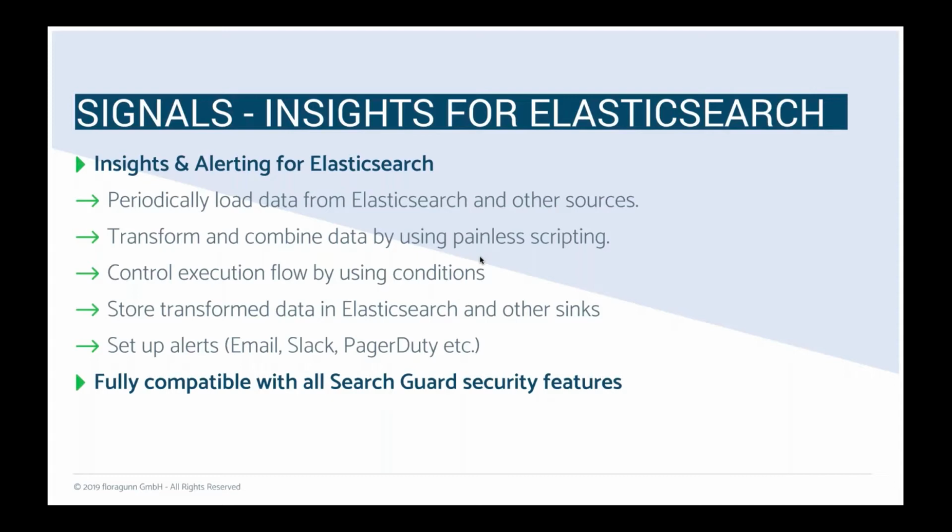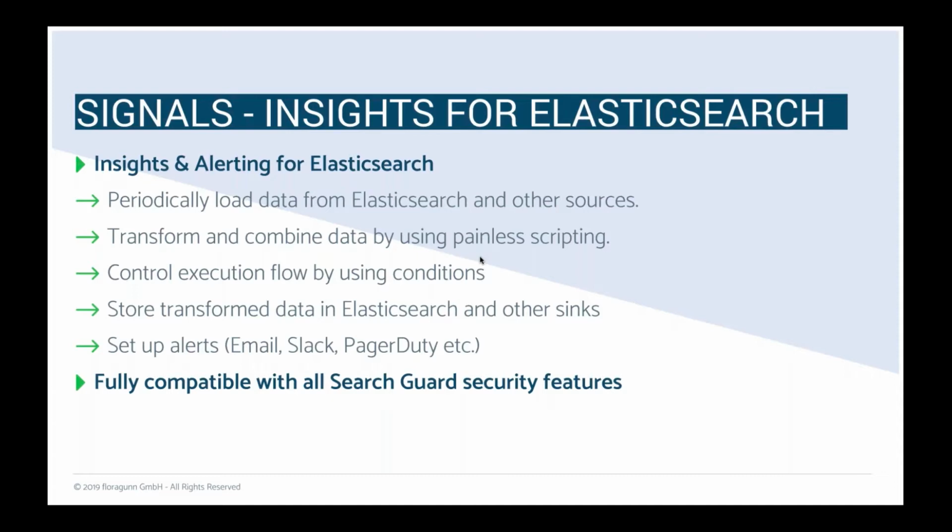But the main topic today is not SearchGuard, but Signals, which is our very latest feature set that we will release pretty soon. So what is Signals? Well, you can view Signals as a kind of data pipelining for Elasticsearch. With Signals, you can periodically load data from Elasticsearch indices and other sources, then use runtime data to actually work with your data, perform transformations or calculations. You can execute the control flow by using conditions, and then you can store the transformed data back to Elasticsearch or use Signals to send alerts, for example, on email, Slack, or PagerDuty.